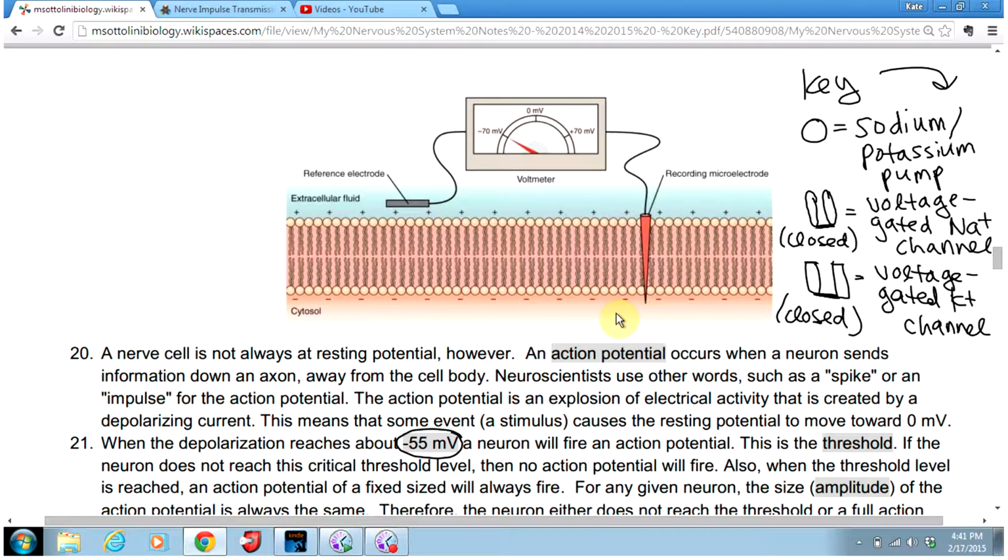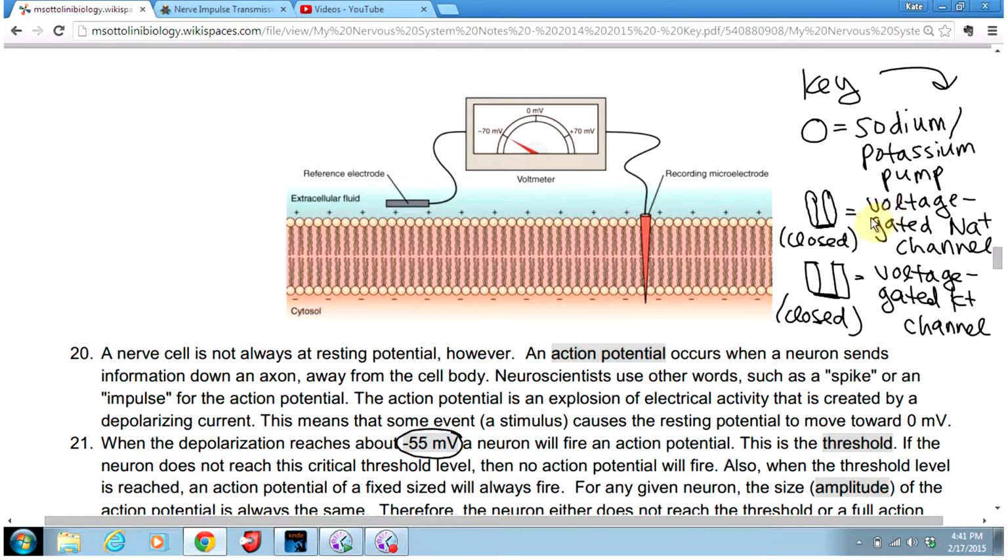So on this page, where we see an image of a voltmeter measuring the resting potential of a nerve cell, you're going to draw a little key to show yourself some of the molecules that are involved in sending an action potential. So you're going to draw the sodium-potassium pump, which, if you'll recall from our discussion of resting potential, is used to pump 3 Na+ out of the cell while pumping 2 K+ into the cell.